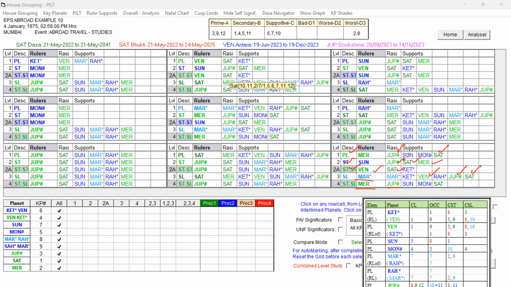Moreover, you can see Mercury is forming a ruler link to the star lord. You can see this, no, because Mercury is here and Mercury is here. So that way they are all forming ruler link also. That is also favorable. So now we have studied the 9th sublord. Now we have to study the 12th sublord.